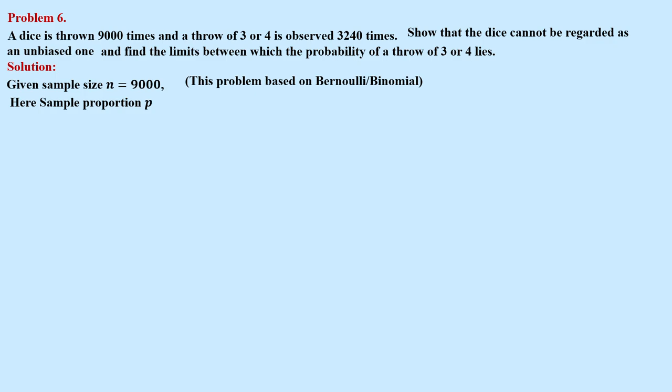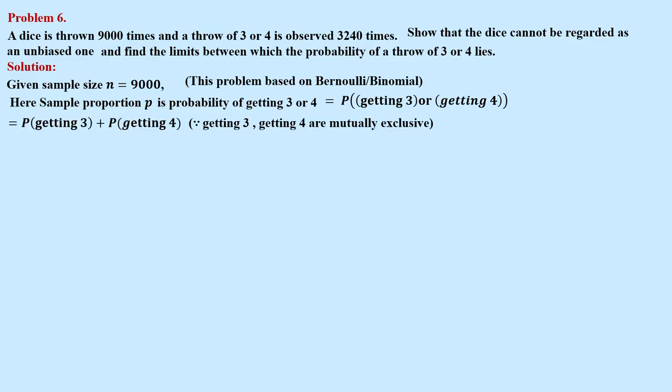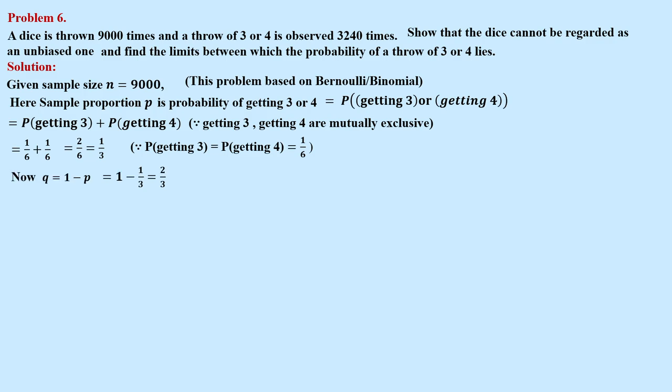Because we are using dice, coins, everything is under Bernoulli or binomial. Here the sample proportion p is the probability of getting 3 or 4, that is probability of getting 3 plus probability of getting 4. Probability of getting 3 is 1 by 6, probability of getting 4 is 1 by 6, so 1 by 6 plus 1 by 6 is 2 by 6, that is 1 by 3, right? So q is equal to 1 minus p, that is 1 minus 1 by 3, equal to 2 by 3.